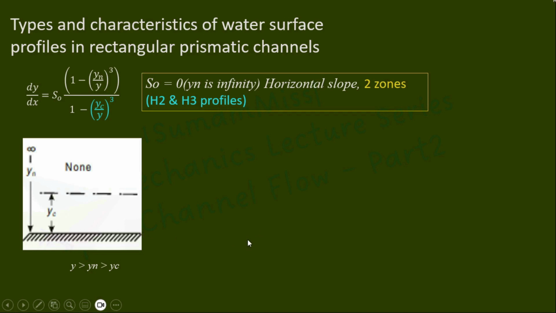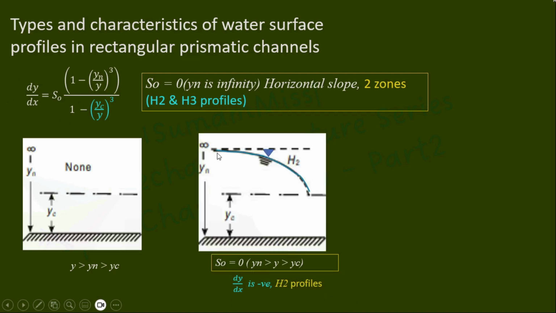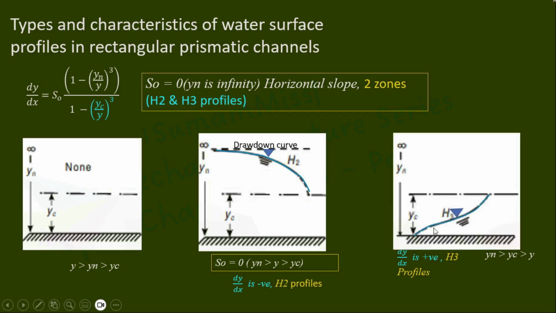And the second case is y in between yn and yc. In this case, dy/dx is negative, or the H2 profile is a drawdown curve. The profile starts from zone 2 and flow depth is decreasing in the direction of the flow. So this profile is a drawdown curve. In the third case, y is less than yn and yc. In this case, dy/dx is positive, or the H3 profile is a backwater curve. And you can see that flow depth is increasing in the direction of the flow.